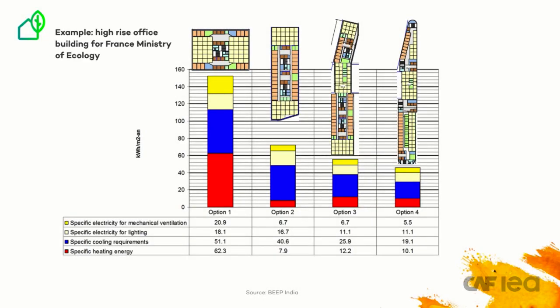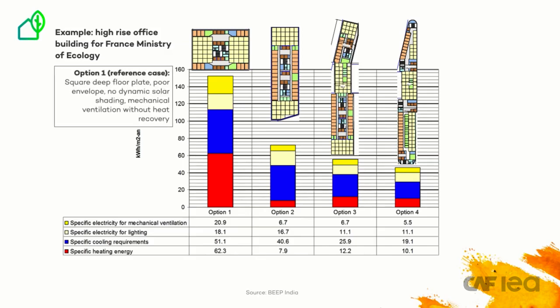Let's take a look at a real-life example of a high-rise office building for the French Ministry of Ecology. This example will provide an understanding of how energy modeling can shed light on the effect of different designs on energy use or internal conditions and inform cost-benefit analysis of the different options. Option 1 has no particular energy efficiency component and is the reference case. The total annual energy consumption is modeled at approximately 150 kilowatt-hours per meter squared.